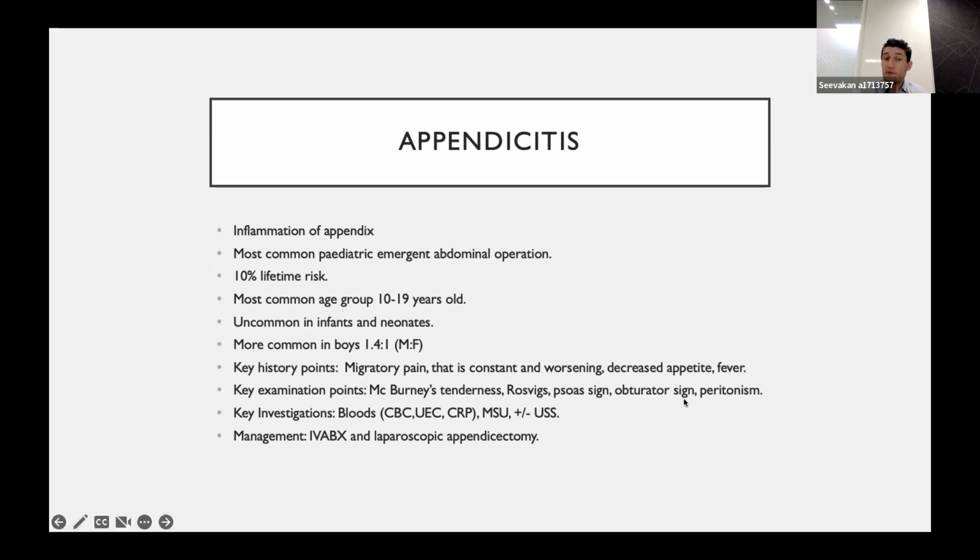Any other questions before we move off appendicitis? I promise you guys, this has been the meatiest part of today's presentation, and everything should flow a lot easier after this.